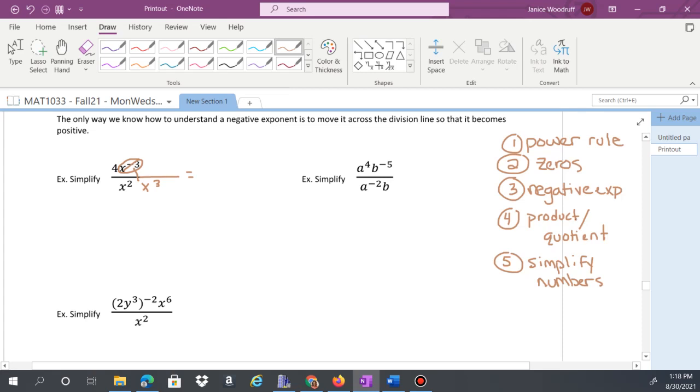Now going back to this first example, on the top I'm left with a 4. On the bottom I have x squared, x cubed. I have the same base, and they're being multiplied, so I'm going to add. So it's going to be an x to the 5th. So this would simplify as 4 over x to the 5th.